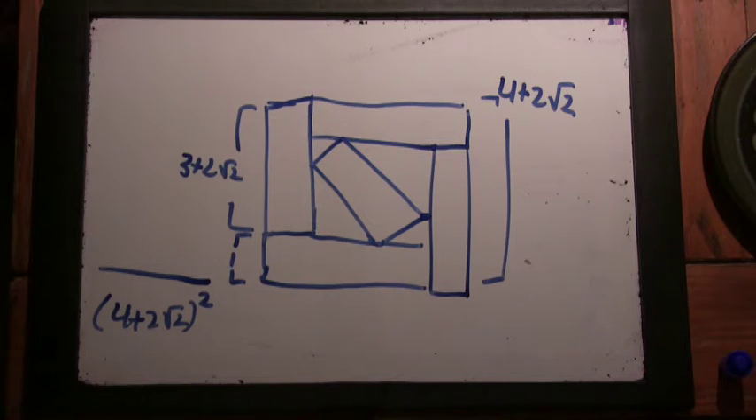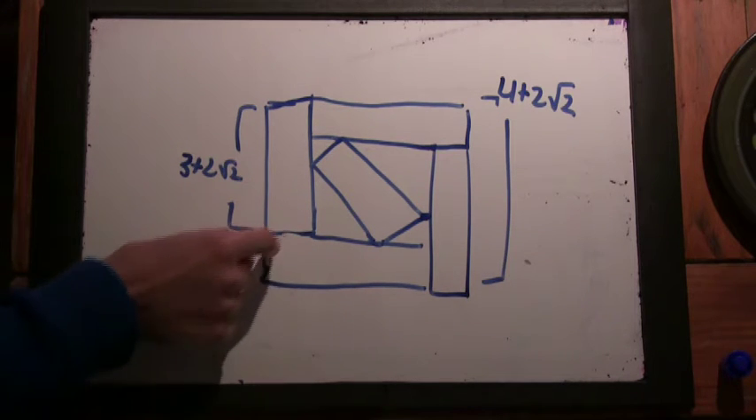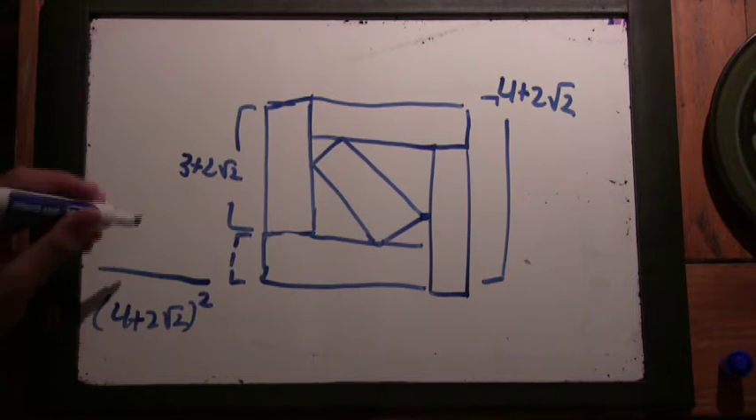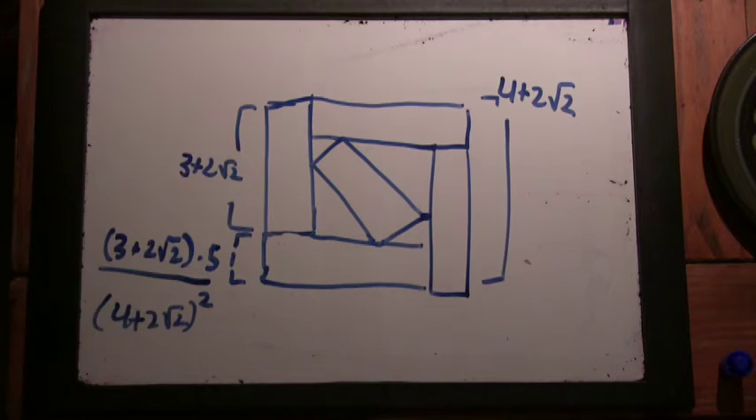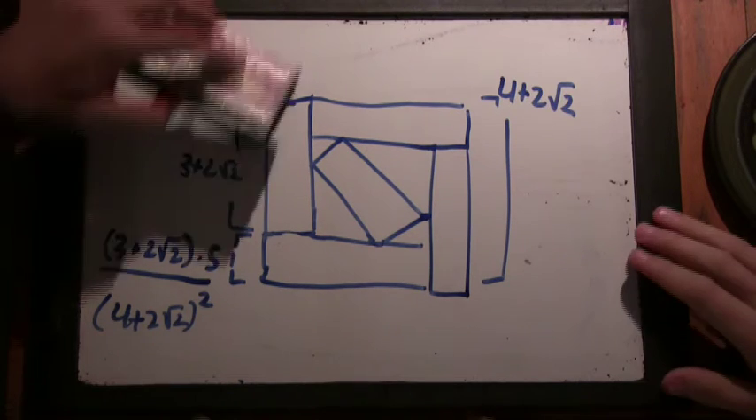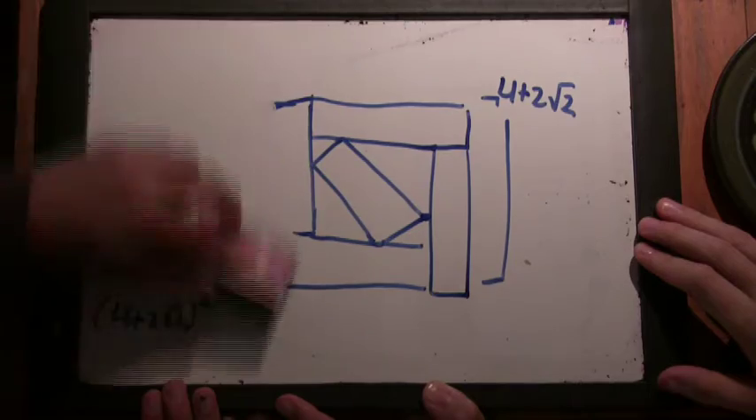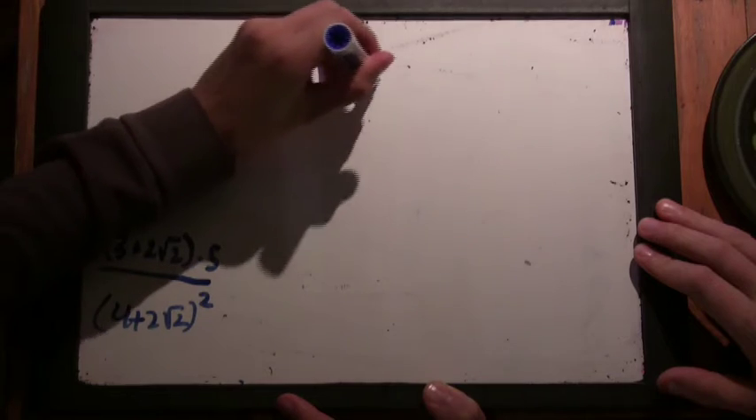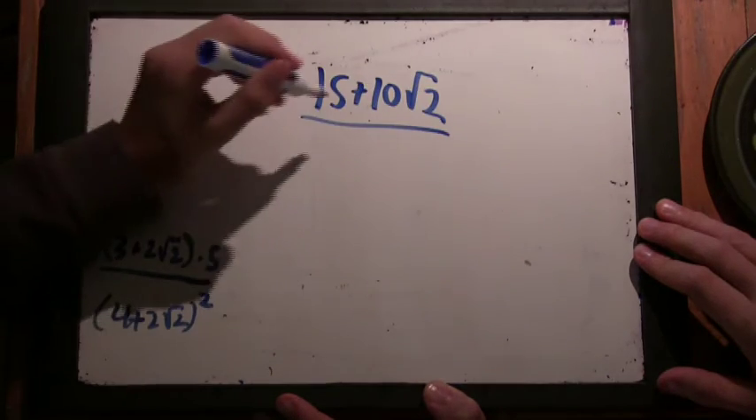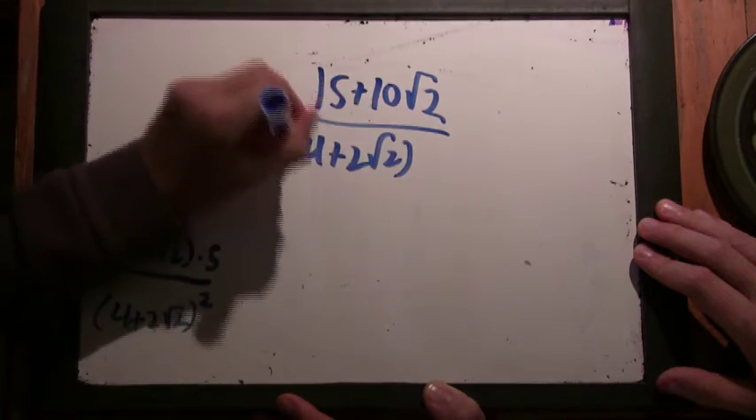And can you tell me what the shaded area would be? The area of the rectangle? Since this side length is 1, it would just be 3 plus 2 root 2 times 5. So 15 plus 10 root 2. So we have 15 plus 10 root 2 over 4 plus 2 root 2 squared.